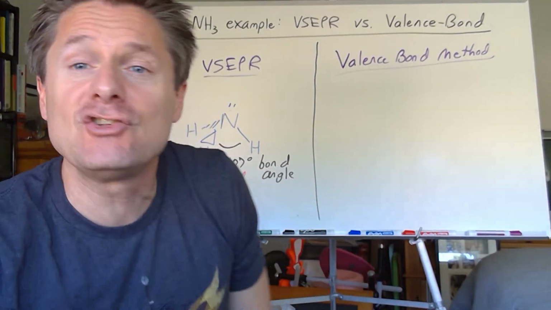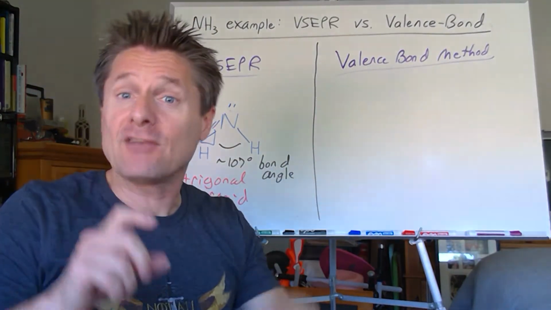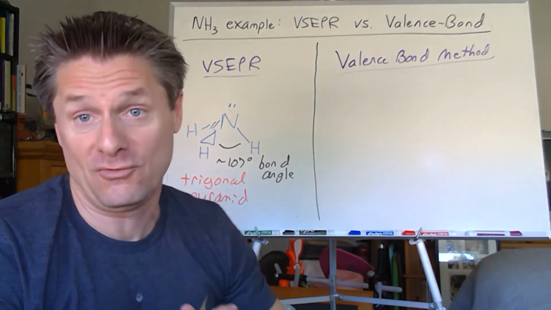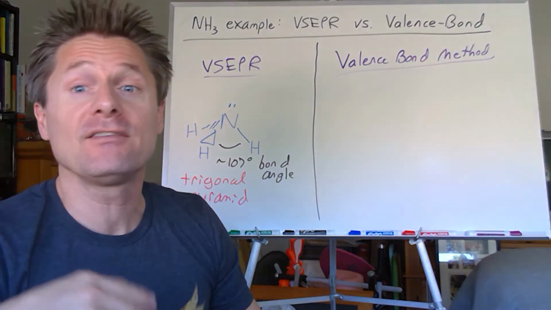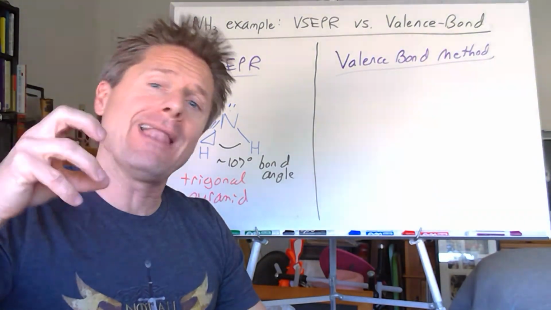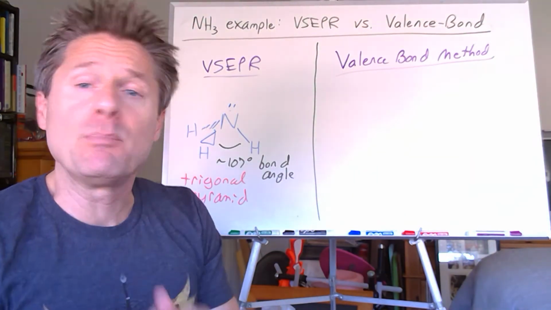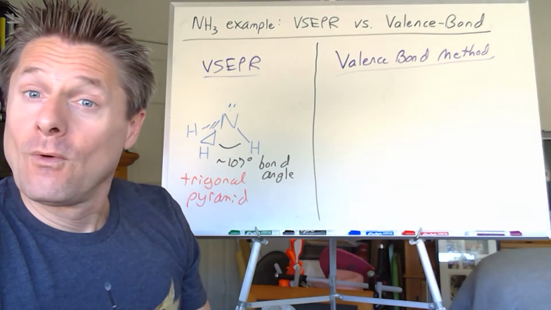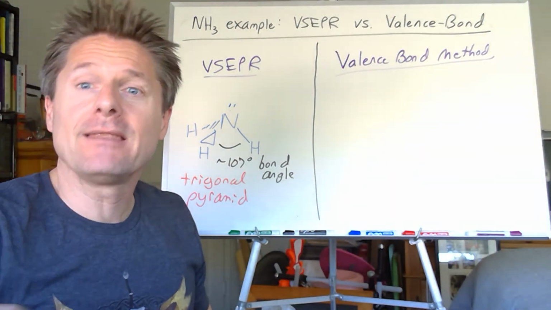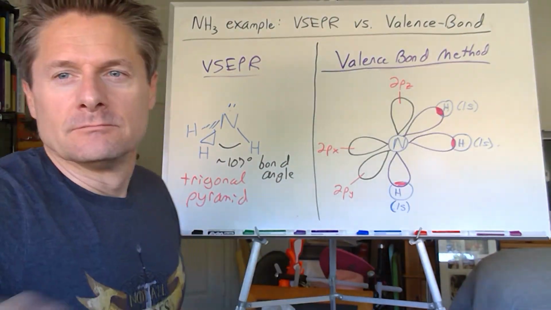So draw the 2px, the 2py, and the 2pz orbitals for nitrogen for me. Do that. And then bring in the hydrogen, which is the 1s, right? That's all it's got. And overlap the 3 hydrogens with the 3 p orbitals. And then see what bond angle you predict from that. I'm going to pause this, draw it, and let's see if what you draw matches what I draw.